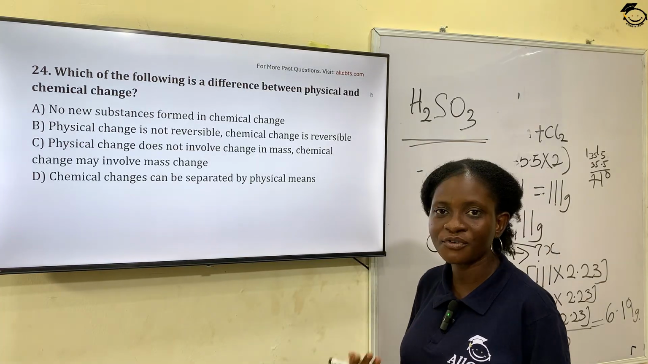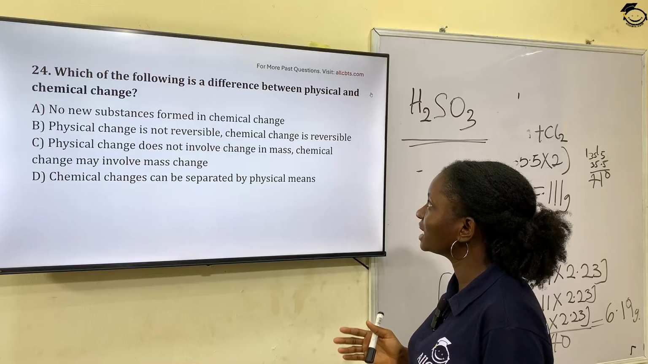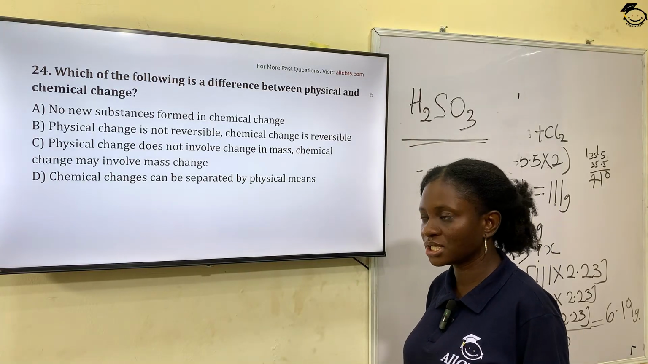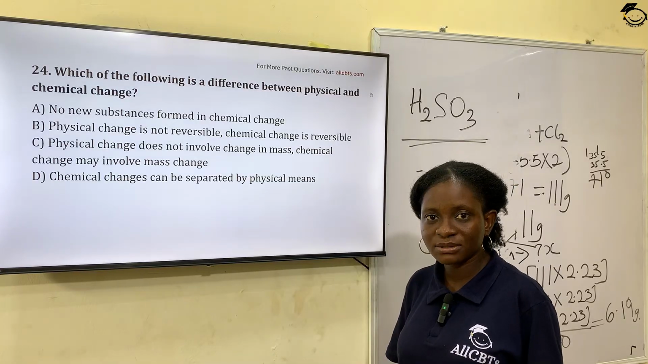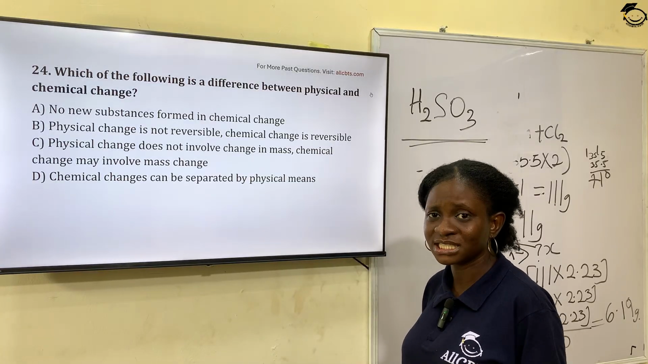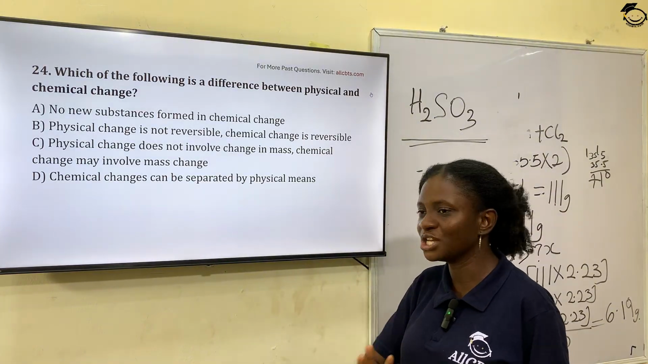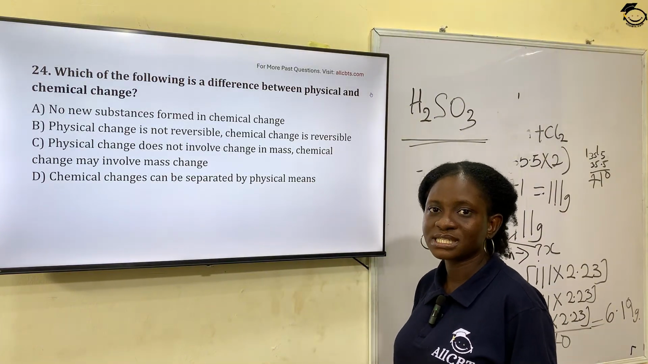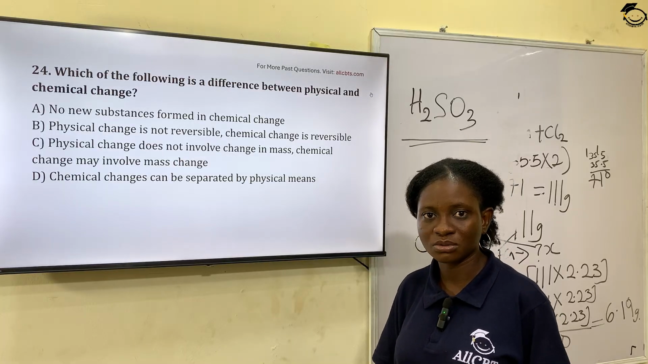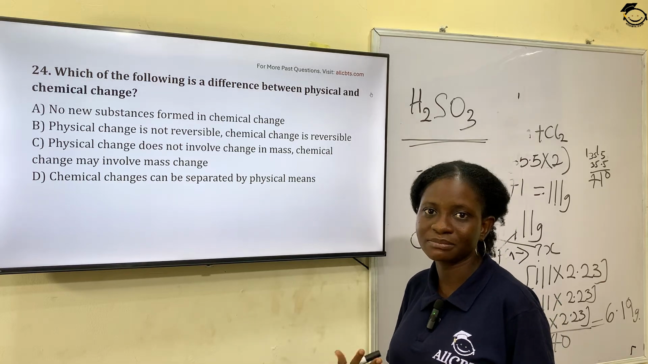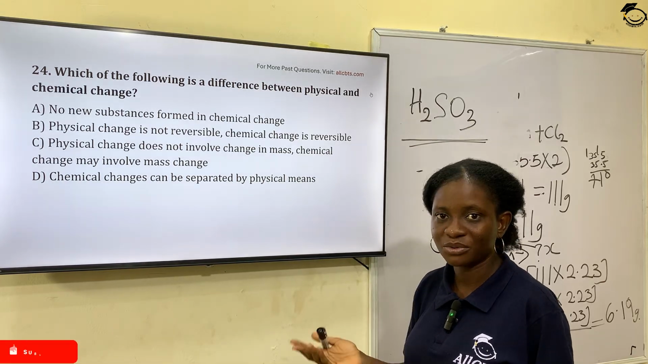Question 24. Which of the following is a difference between physical and chemical change? What is a physical change? In a physical change, no product is formed, like a new product is not formed. For example, the mixture of water and salt is reversible. You can easily get your salt back when the water is evaporated.